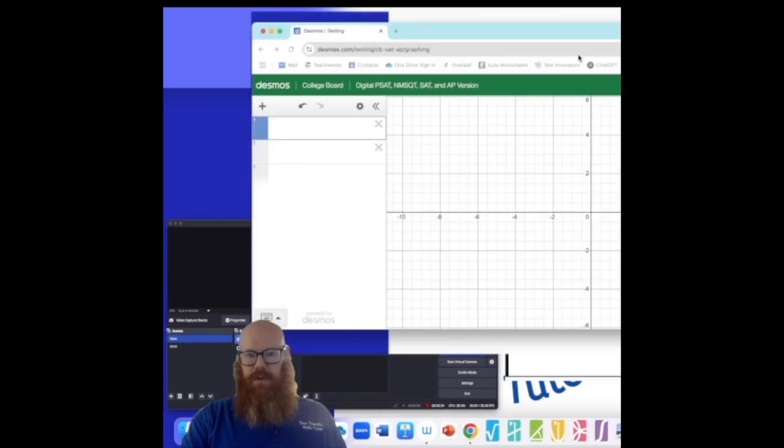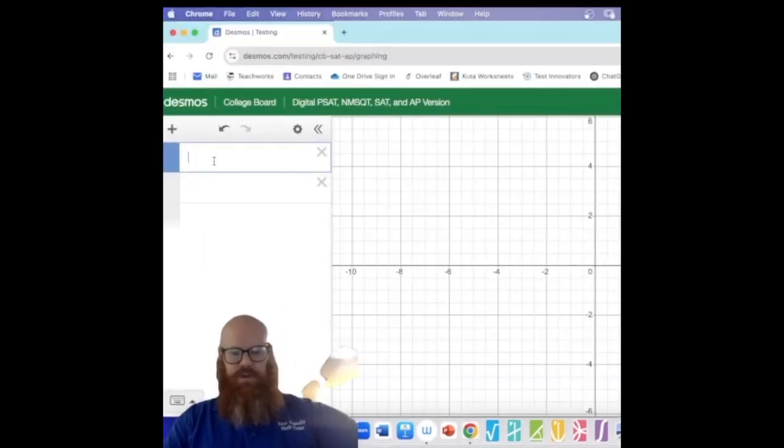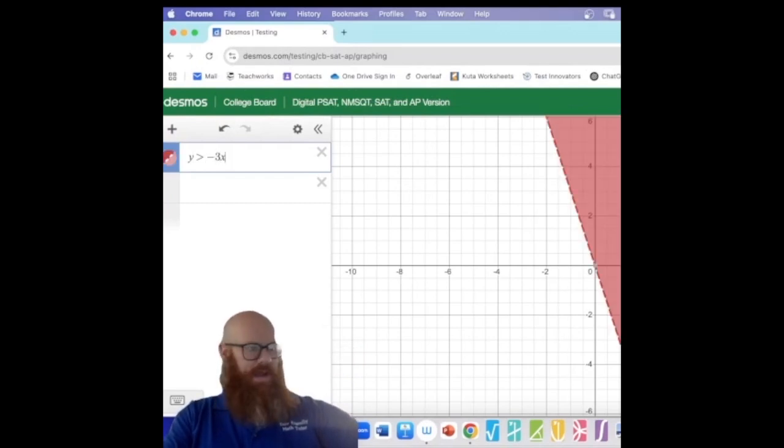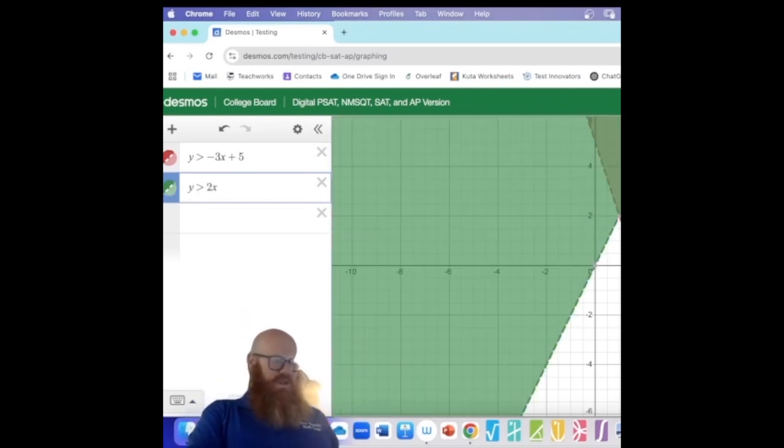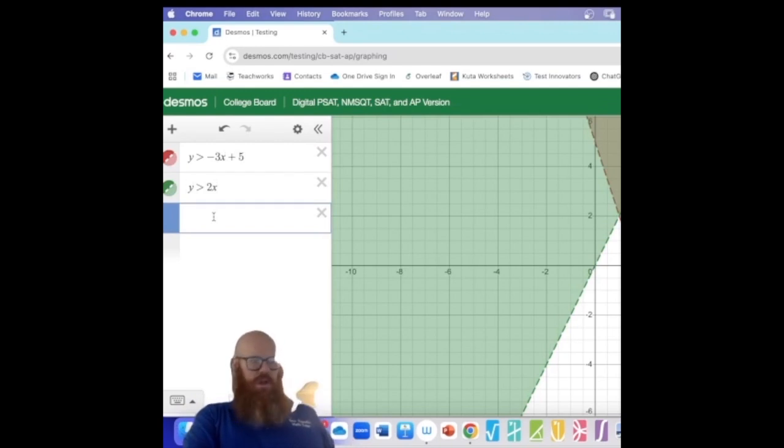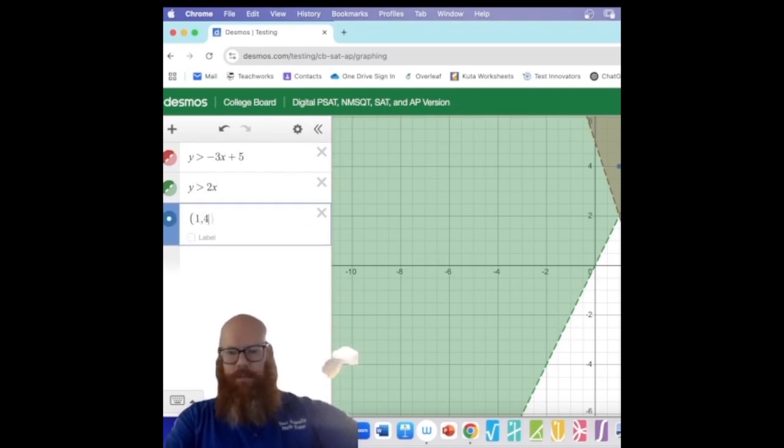Desmos. So let me jump over to Desmos, and I'm just going to put it in as is. So y is greater than negative 3x plus 5, and then the second one is y is greater than 2x. And the question asks which is a solution. So I'm just going to start putting them in. I'm going to do 1 comma 4.